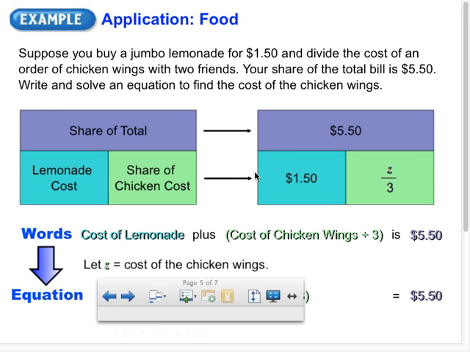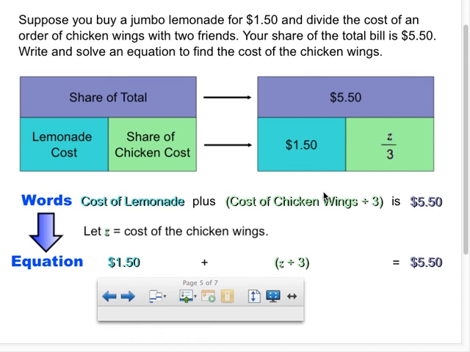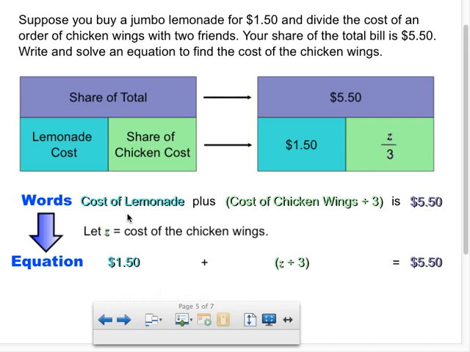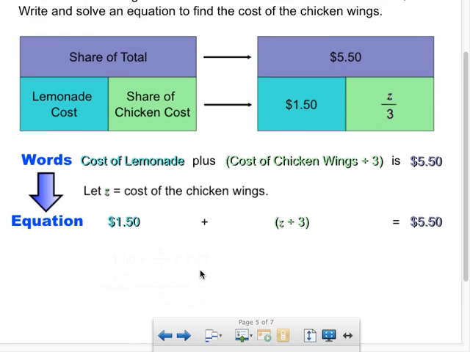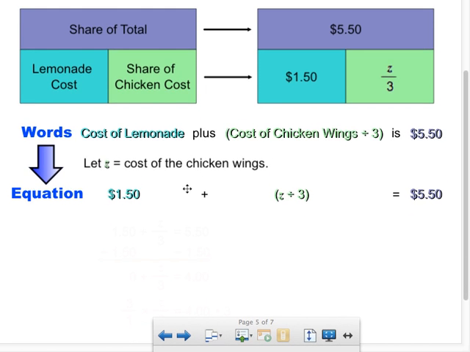Okay, so altogether, your lemonade plus your part of the chicken wings equals $5.50. So we're going to figure out how much the chicken wings cost. The cost of the lemonade plus the cost of the chicken wings divided by 3, that's what I paid for. And that ended up being $5.50. So let z equal the cost of the chicken wings. Here's my equation, but we're not going to write it like that. We're going to write it like this. See if you can solve this equation using the same thinking, reverse PEMDAS, and inverse operations.